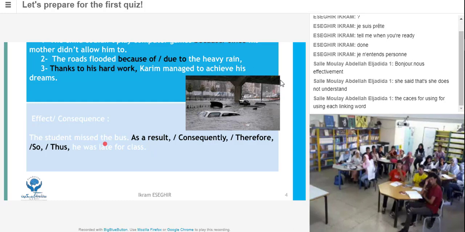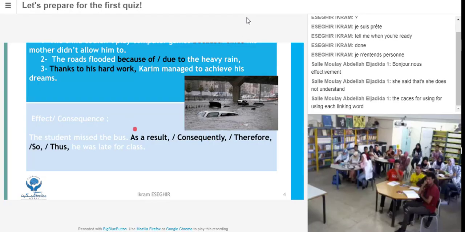Okay, so these are two independent clauses or sentences, and to link them using a linking word for effect, you can use as a result, consequently, therefore, so, thus. Notice here that I have used a full stop before each linking word, a capital letter, and then a comma after each one of them. Of course, I made the slashes because these types of lessons are tested in the national exam.